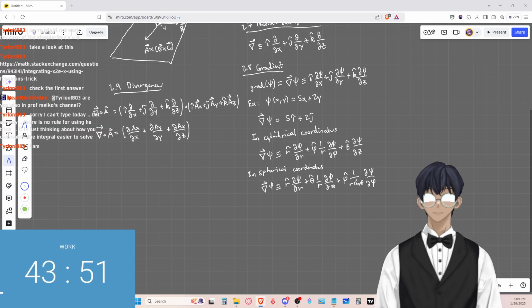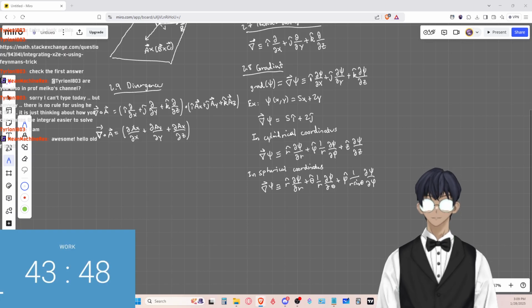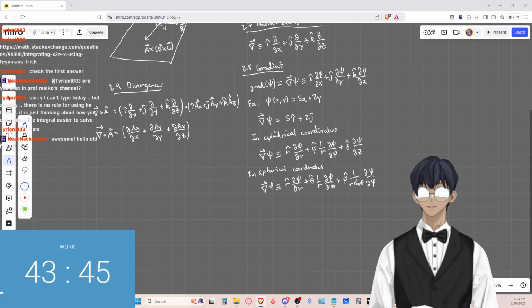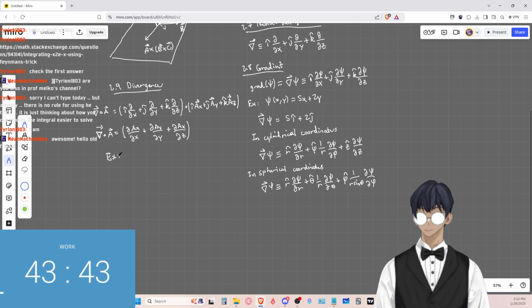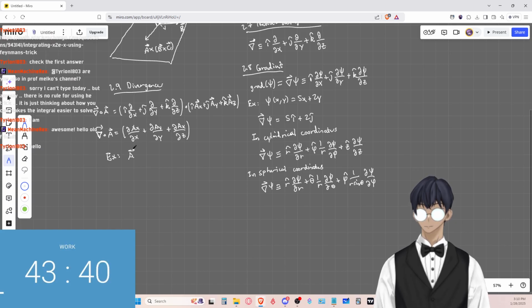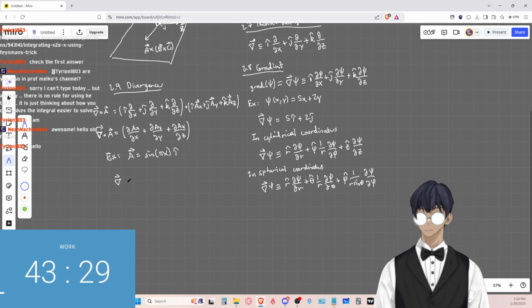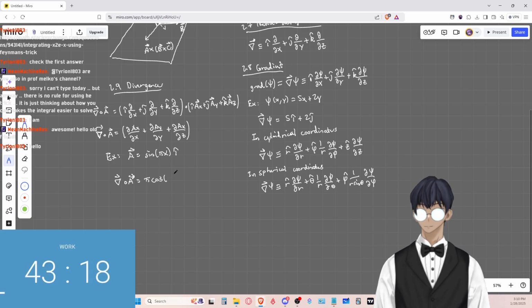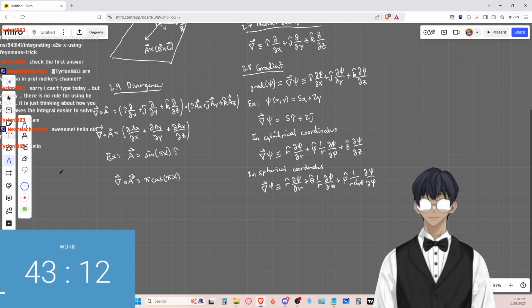Okay, so we wrote that down. So I guess they give an example here. Example: you have vector A as sine pi x i hat. So if you were to take the divergence, it would be cosine pi x. So it's going to give a scalar.